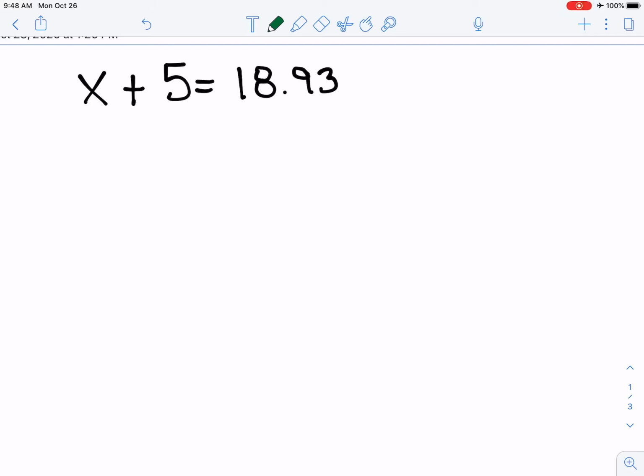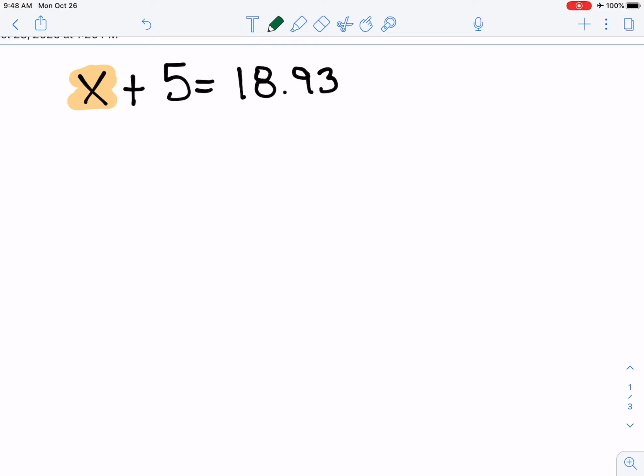Okay, today we're going to look at solving one-step equations. I have an equation here that is x plus 5 equals 18 and 93/100. The object of the game when you're solving equations is to get the variable by itself, to isolate the variable. So we have to move everything away from the variable or undo what's happening.